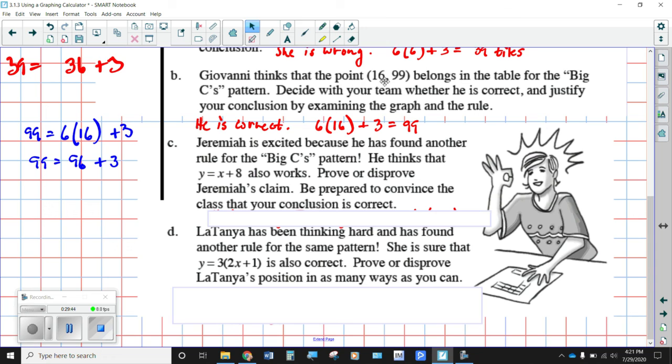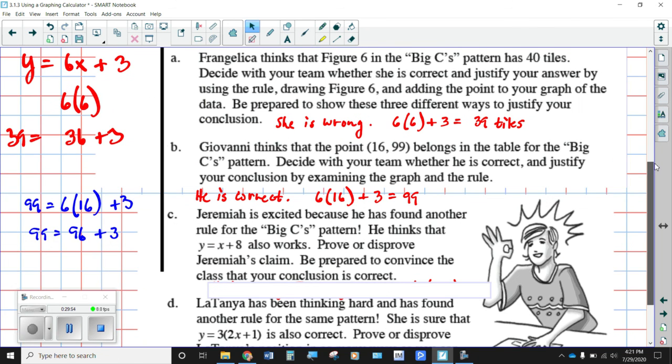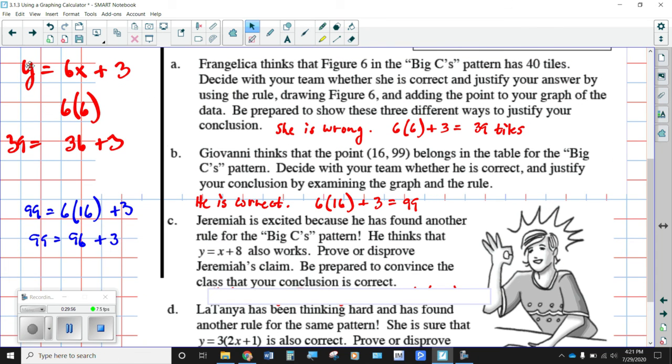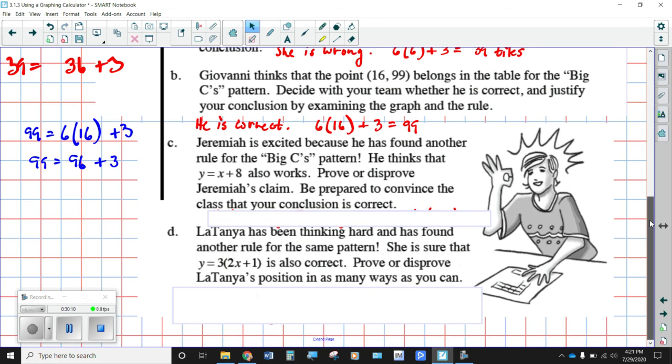Now, if your graph isn't big enough, it's kind of hard to tell this with the graph. And the same thing with the table. That's what makes finding a rule so beneficial. You can literally plug in any value for x and any value for y in there, and then use your calculator, if necessary, to solve for the other variable, or to check whether or not Giovanni or Jeremiah or Angelica or Latanya are correct. Okay?